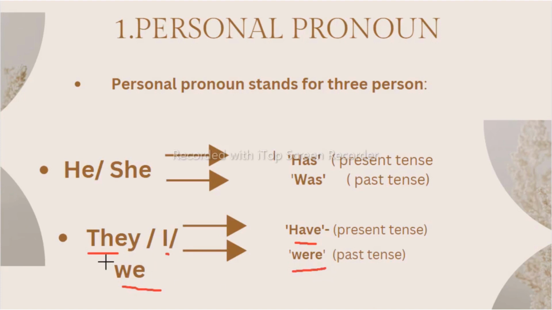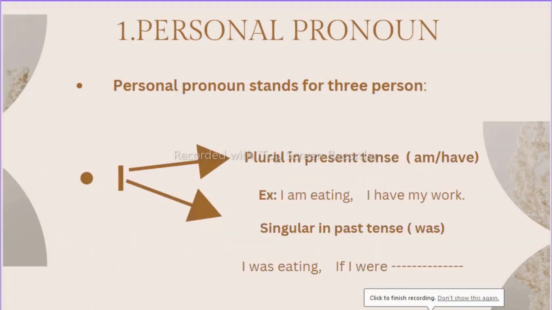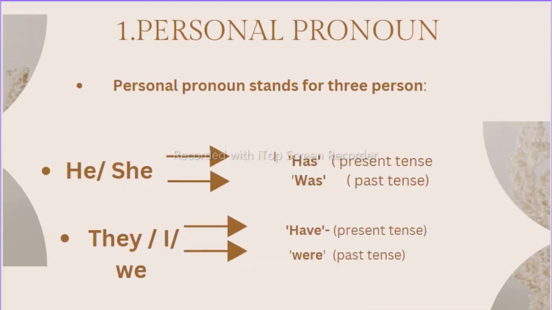For example, we can say they have some work, I have some work, we have some work. But if we are talking about the past, we can say they were doing their work, we were doing our work. And for "I", if we are talking about the past, we have to use "was", not "were". Along with "they" and "we" we can use "were", but along with "I" we have to use "was". So I hope it is clear for you which verb you have to use along with which pronoun.